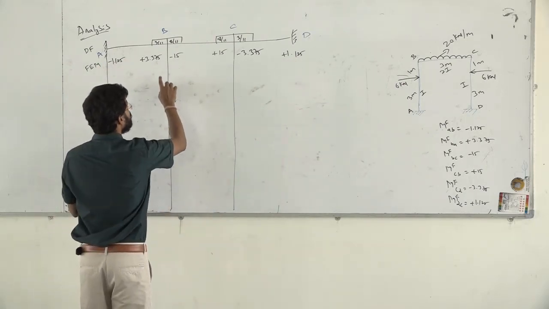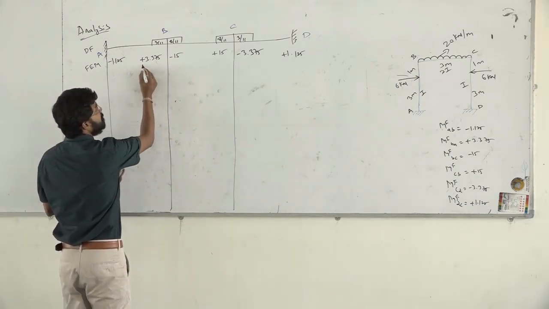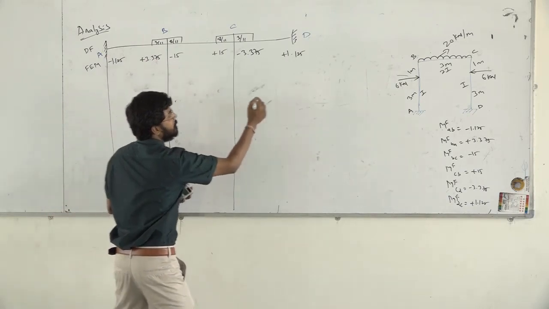so we need not give half. Now here what we have to do is, if you see such a type of problem, now here if you see, we have plus 3.375, minus 15.